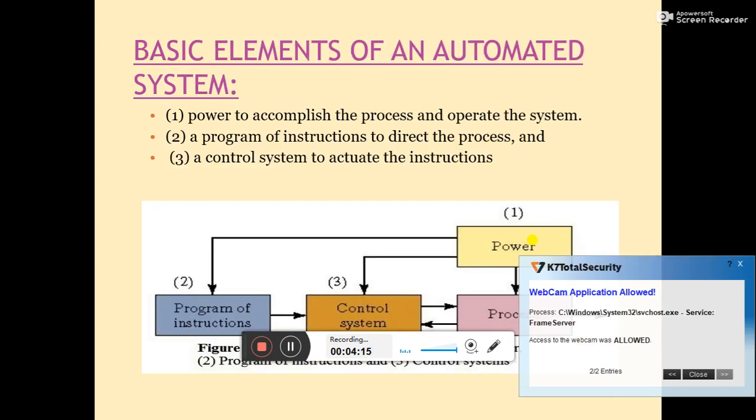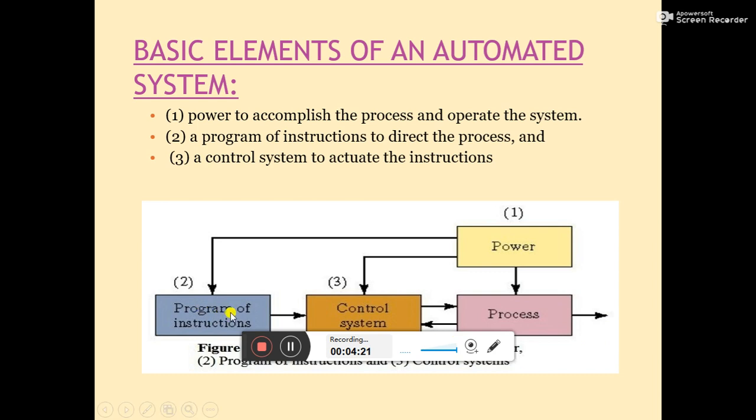So the basics are the elements of an automated system. The basic elements of the automated system are the program of instructions, control system, process, and power. That is, the power goes to the program of instructions, the control system, and the process. The control system receives the program of instructions. According to the program of instructions, it will operate the process. It will give inputs and collect the feedback. Based on the feedback and the instructions, it controls the entire process.